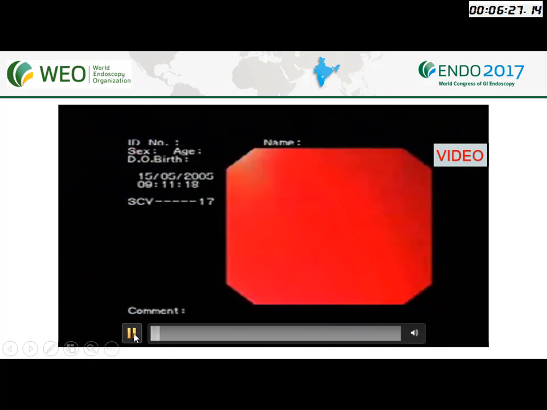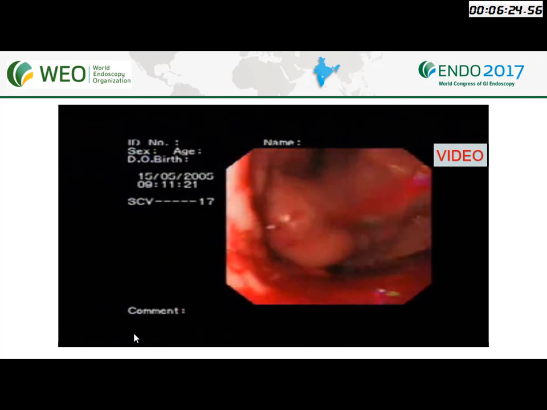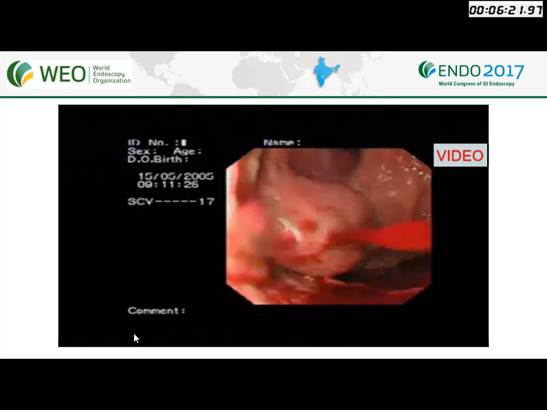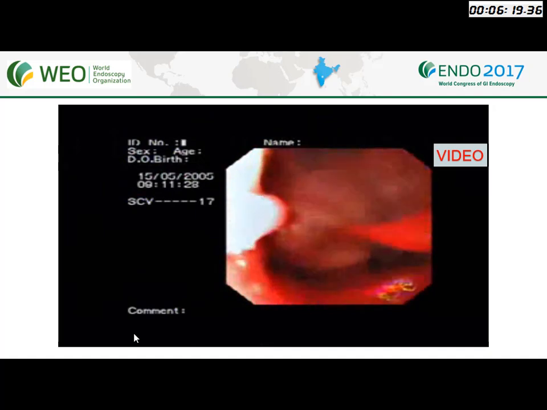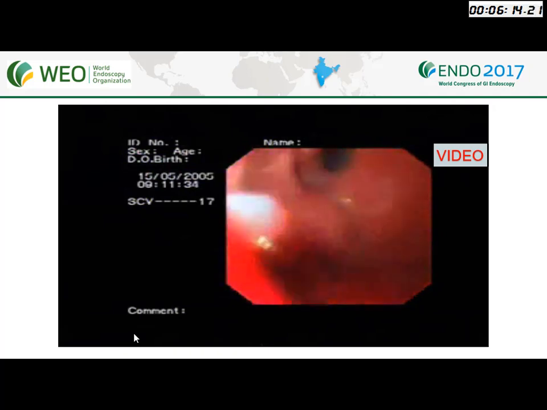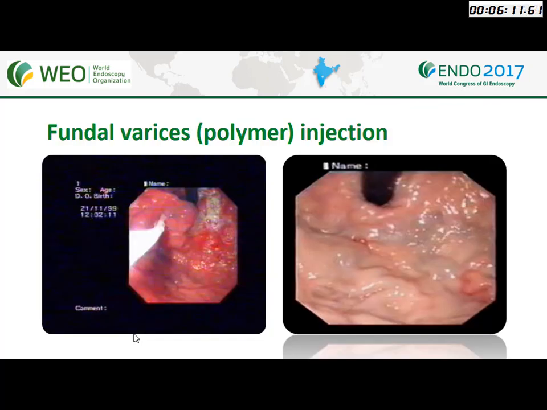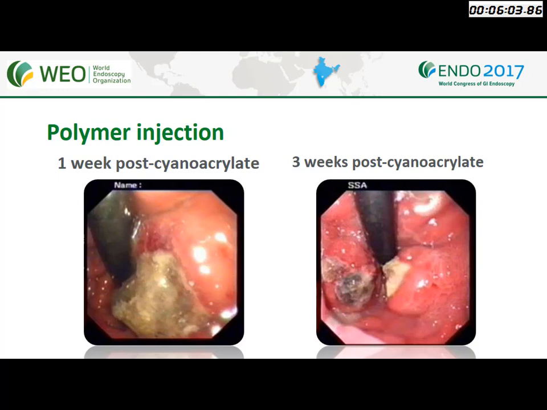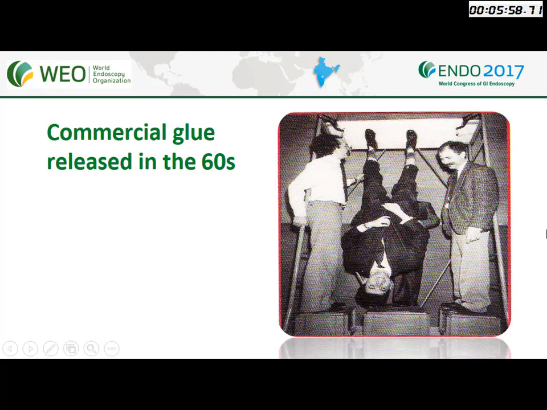See how dreadful when they bleed. See the spurter? But expert endoscopists immediately stop this by Histoacryl, the glue. With some pictures, polymer, the acryl, and here, after 1 week, after 3 weeks, complete healing. And this is when the commercial glue was released in the 60s, they show how sticky and strong it is.